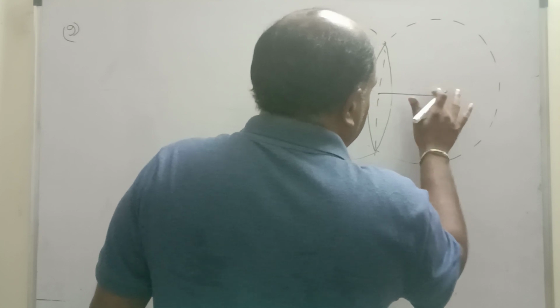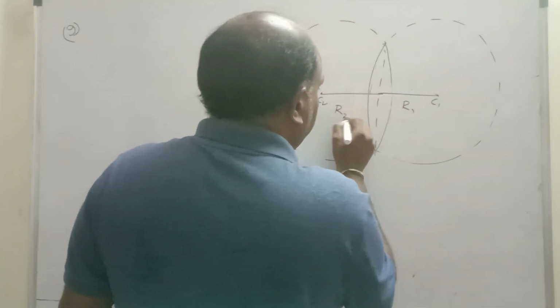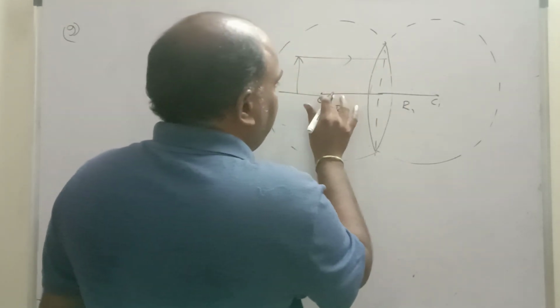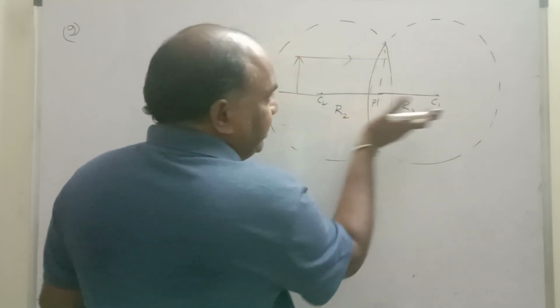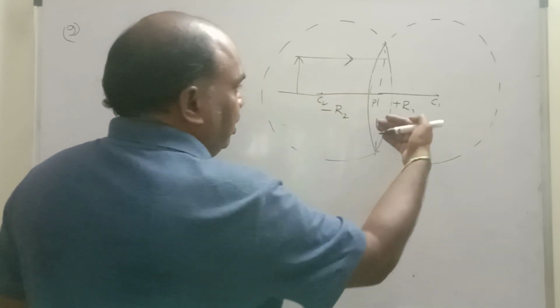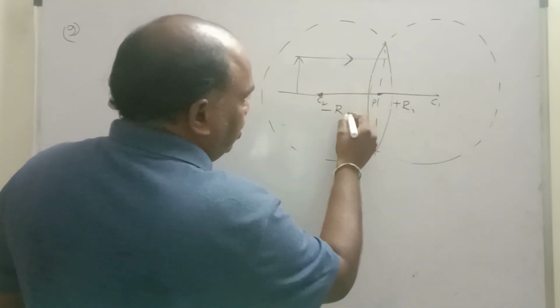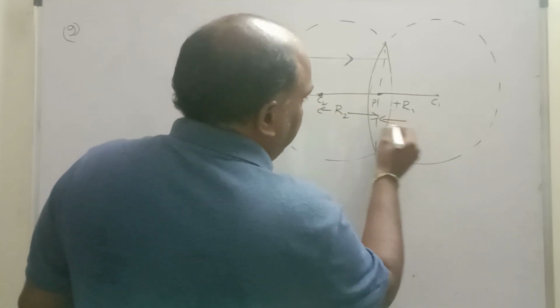Let this distance be r1. Let this distance be r2. If you place an object here, you will get an incident ray like this. All distances must be measured from the pole. R1 is measured from the pole. Compare with the parallel incident ray: R1 is positive, R2 is negative. Why? Because measuring from the pole to the center of curvature, this distance will be negative and this distance will be positive.